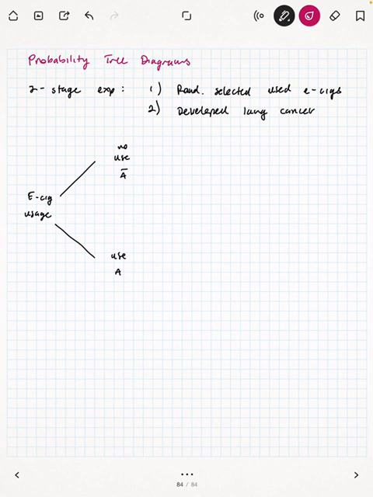So out of the 200 people, 155 of them did not use e-cigs and 45 of them did. And you'll know you've done this step correctly because when you add them together, they should equal 1. So we've partitioned our sample space now into A and A bar. But now we move on to the second stage, where we observe either this person developing or not developing lung cancer.